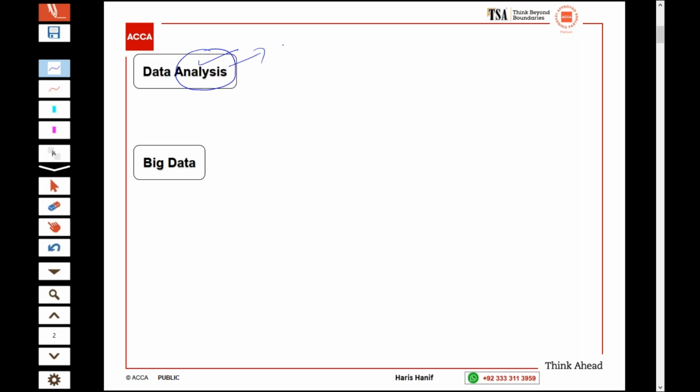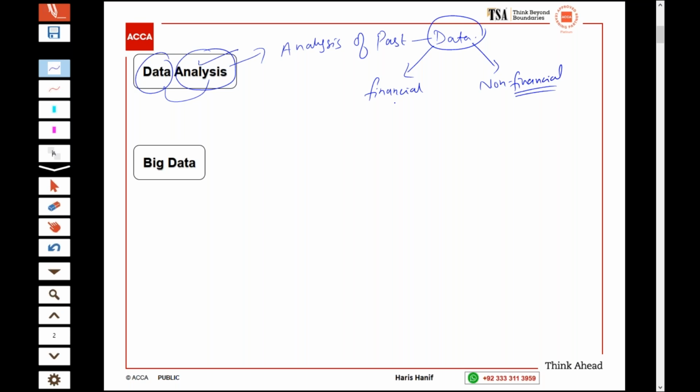Analysis means analysis of the past. Data analysis means analysis of the past data. Now it can be any data, whether it is financial or non-financial. Financial is something in monetary figures, and non-financial, we had already discussed the qualitative aspect, the number of complaints and all that stuff.